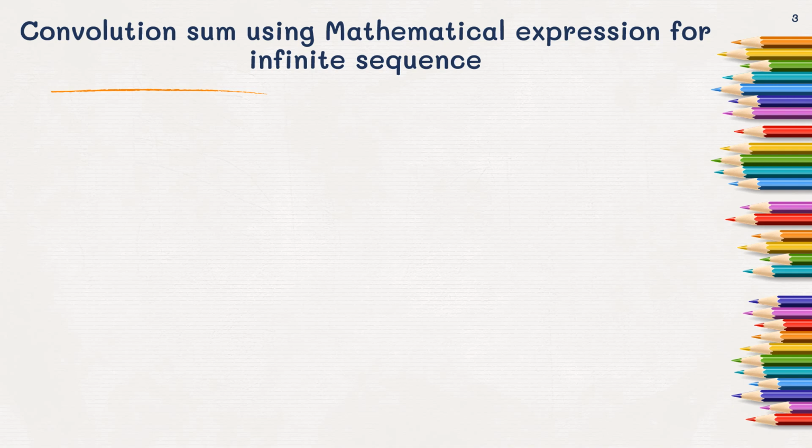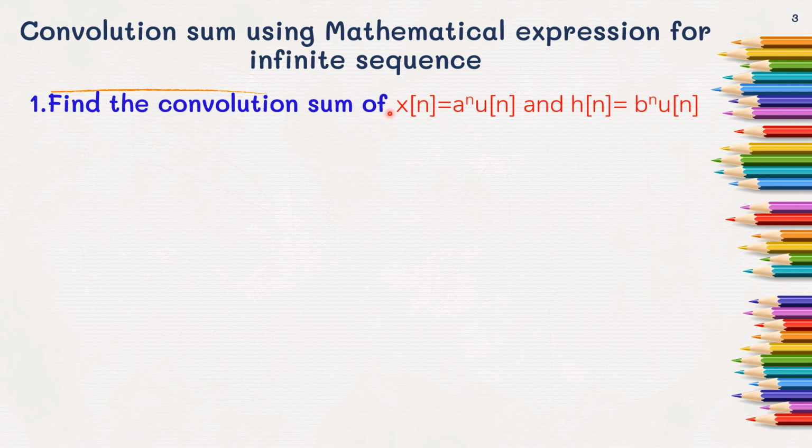Now let us look into the convolution sum for an infinite sequence with an example. See here, x of n is equal to a power n into u of n and h of n is equal to b power n into u of n. Now what is u of n? You all know what is u of n. U of n is nothing but a step signal, right?